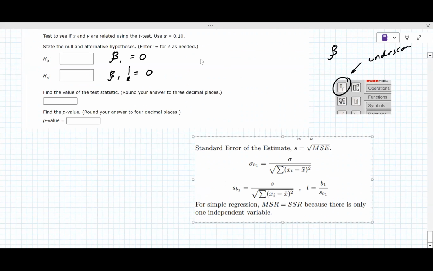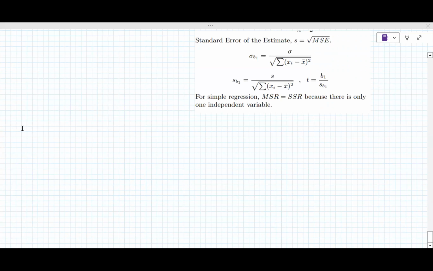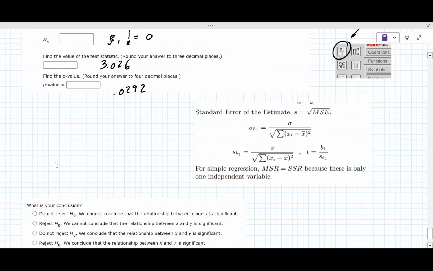You want to find out what your teacher is having you do in class for this, because when I use the software, it just works. And I'll give you that value here. It's 3.026. And then the p-value is 0.0292. You don't want to have to be calculating this by hand. So I'm happy to use the software to do it, but your calculator is limited in it. You may have to do what's called an ANOVA, which you probably don't want to do.